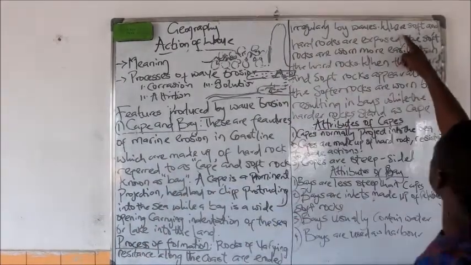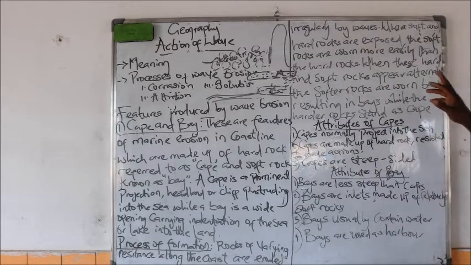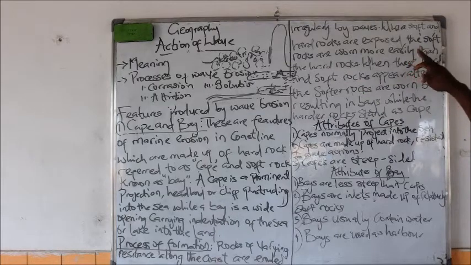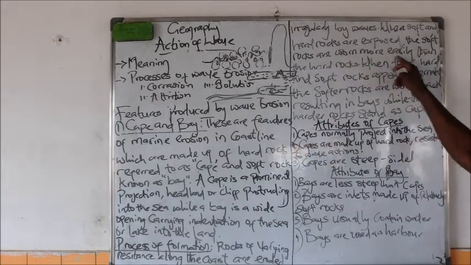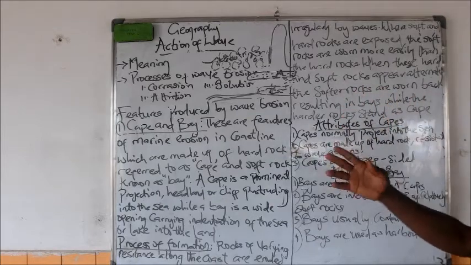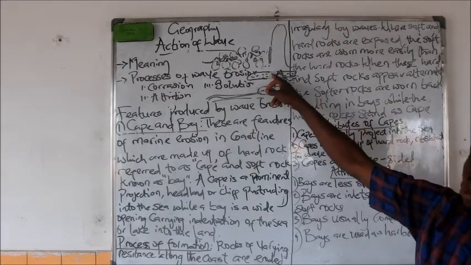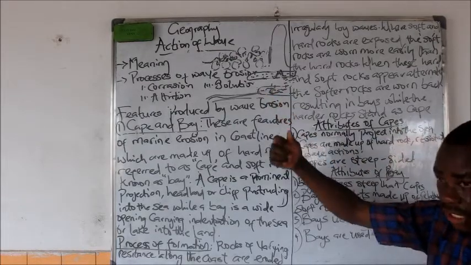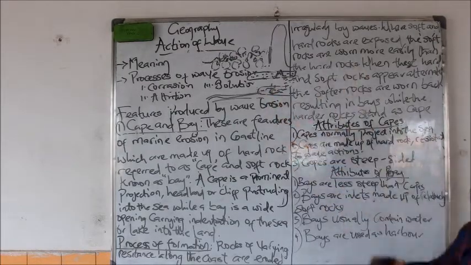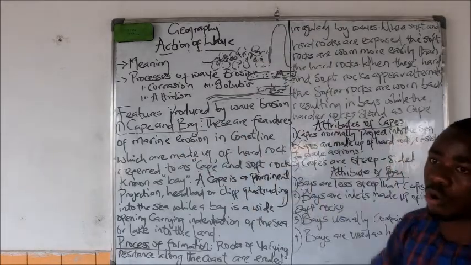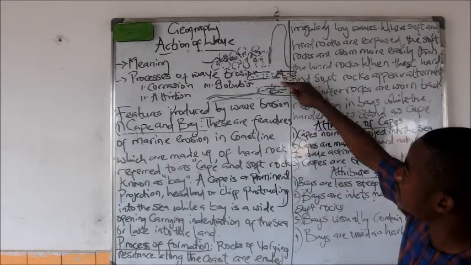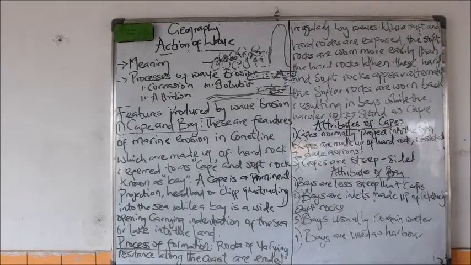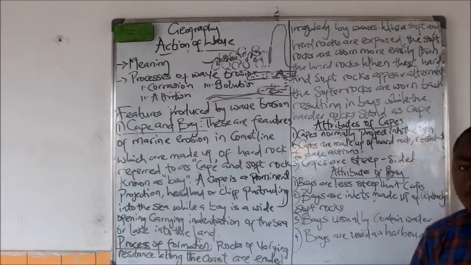Where soft and hard rocks are exposed, the soft rocks are worn more easily than the hard rocks. I've explained this before, using A to be more resistant and B to be less resistant. The ones that are more resistant will tend to produce what we call a cape, and the one that is less resistant will tend to produce what we call a bay. And why is that? Because one is of hard rock and the other is of soft rock.